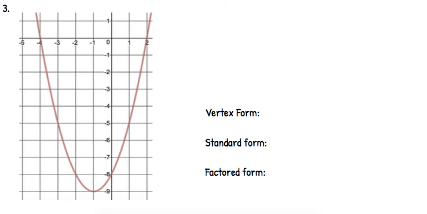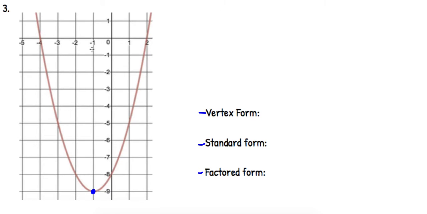We want to find the equation of this parabola, and we want to find that equation in all three forms: vertex form, standard form, and factored form. So let's begin with vertex form. I think that's the easiest form to start off with if we know what the vertex is. And we do know what the vertex is.